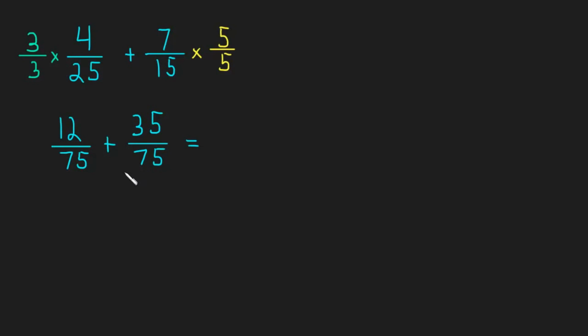And now we have a common denominator. And so we can add these two fractions together. So this is going to be 12 plus 35, which is 47. And we just keep that same common denominator, 75.